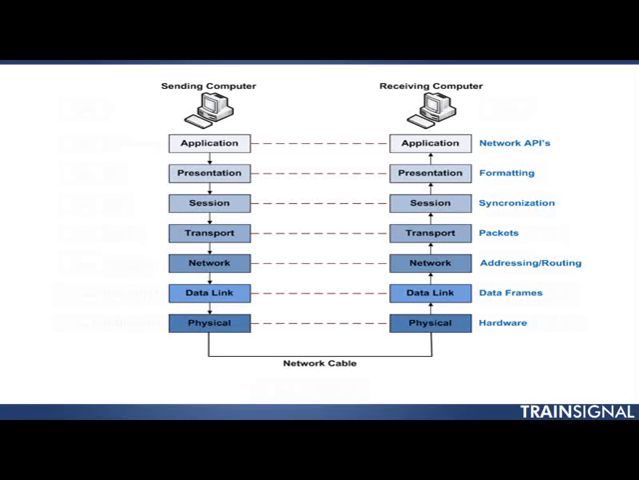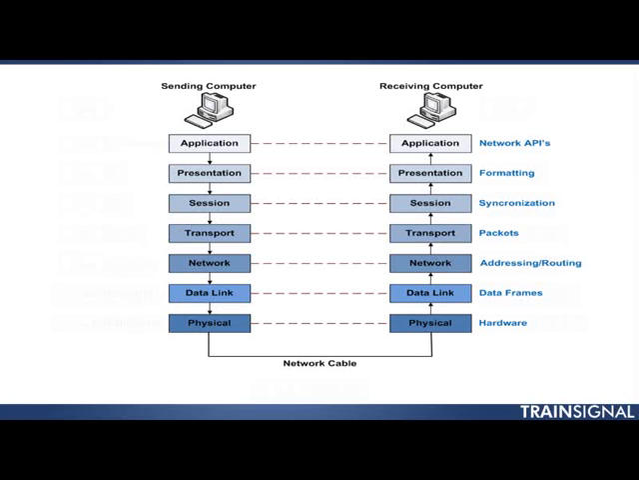Now, if you're feeling a little confused because I'm talking but I'm not really showing you, don't worry, I'm going to illustrate this for you in just a moment. But for right now, just understand that you start off with data. It goes down through the OSI model with information being added at each layer until it gets to the bottom. And at the physical layer, it says, great, I've got this piece of data. It's all formatted and it's ready to go. Let's put it out onto the network. It goes out onto the network cable, and it goes across to the receiving computer.